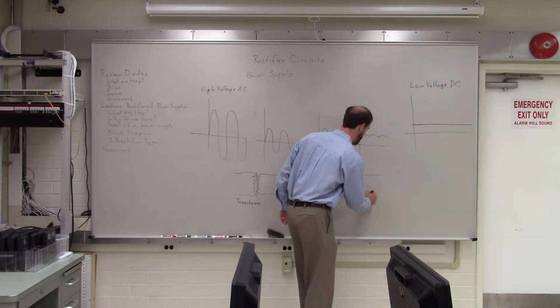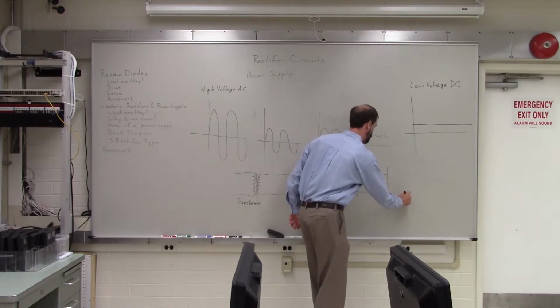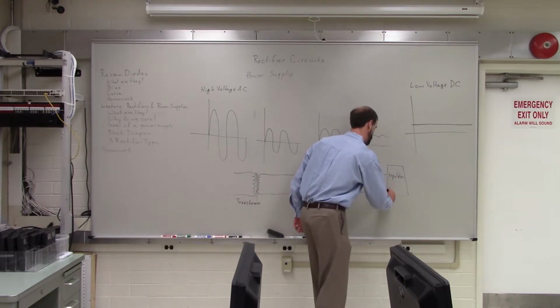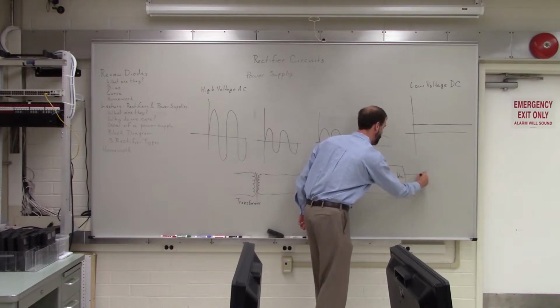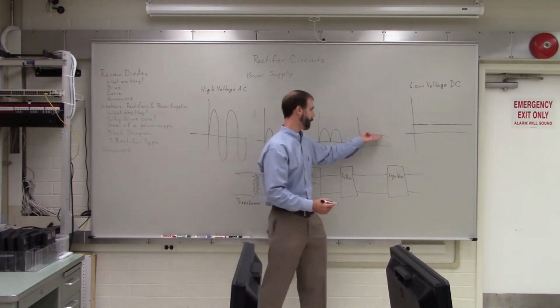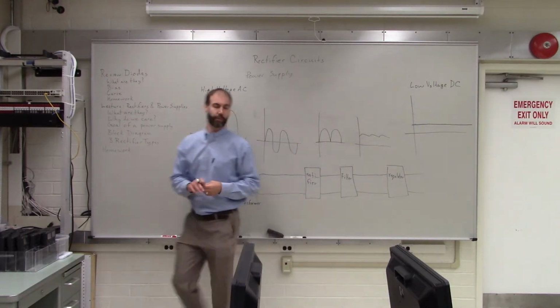And then the last step is one more device called a regulator. And the regulator takes that final step from that wavy line to the nice flat DC line that we're looking for.